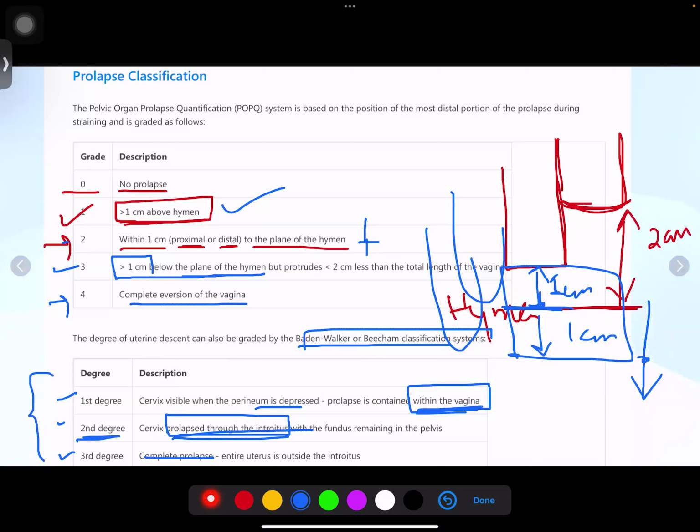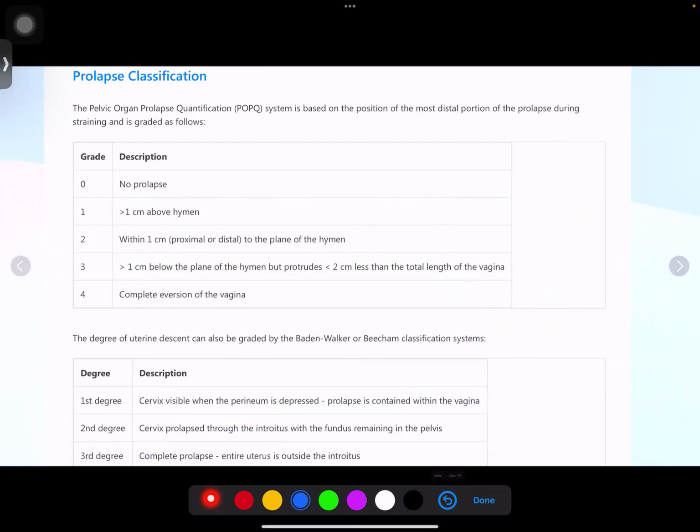So in degree system, we just have 3 degrees, and in grading system, in the POPQ classification, we have 4 grades, 0, 1, 2, 3, and 4. Just need to remember these points, what is grade 0, 1, 2, 3, and 4.